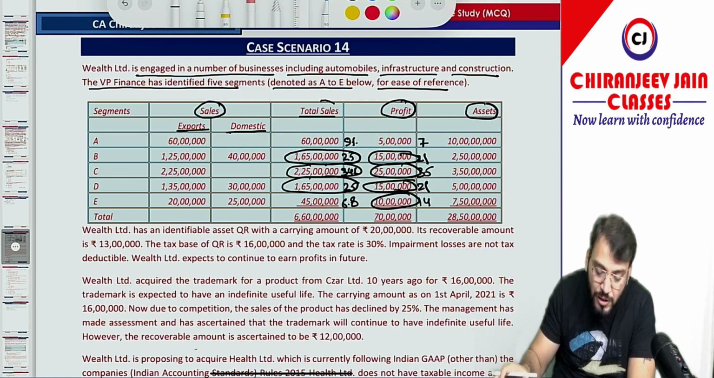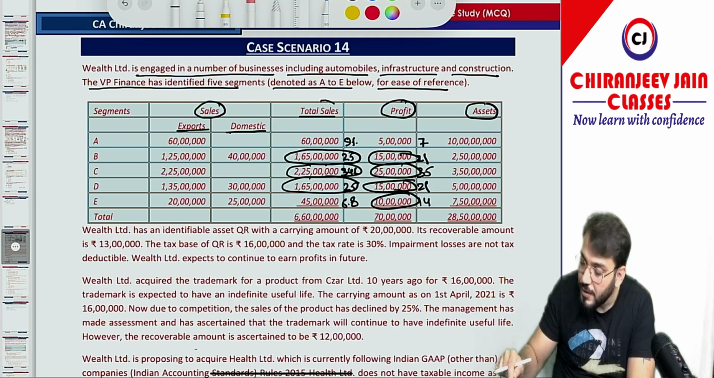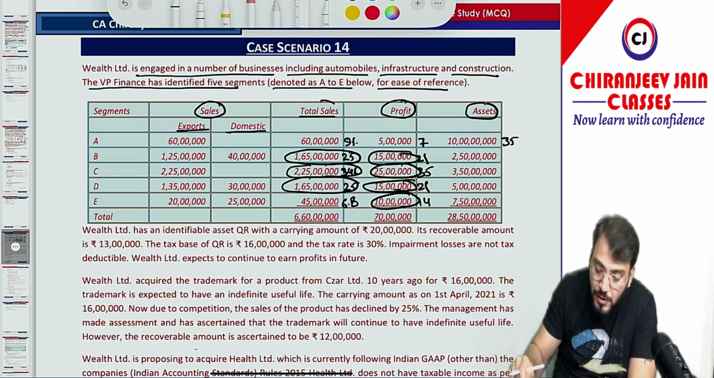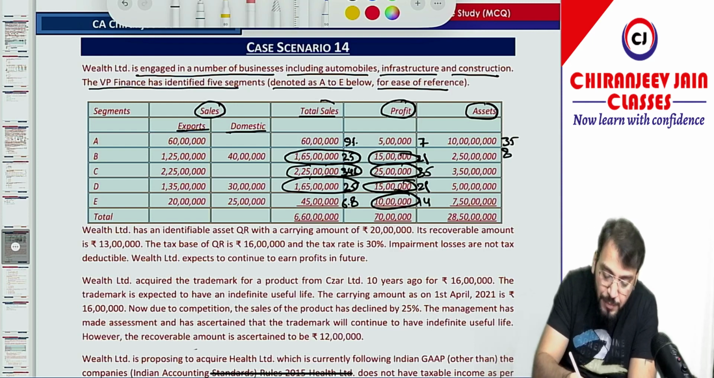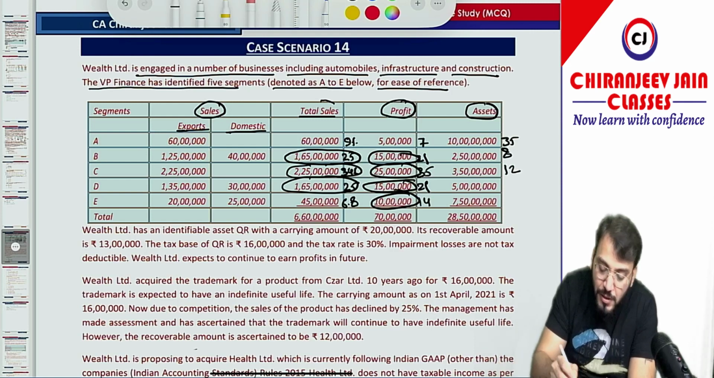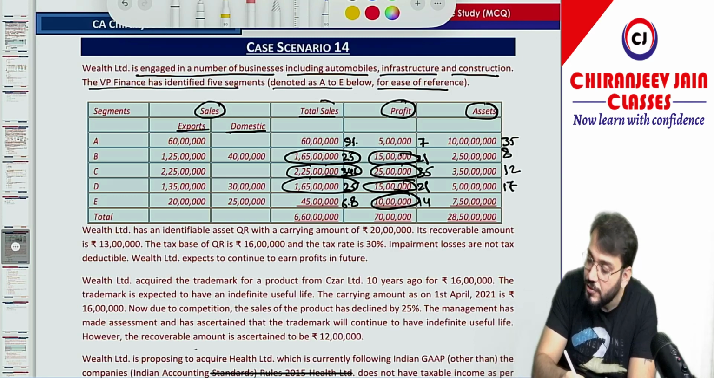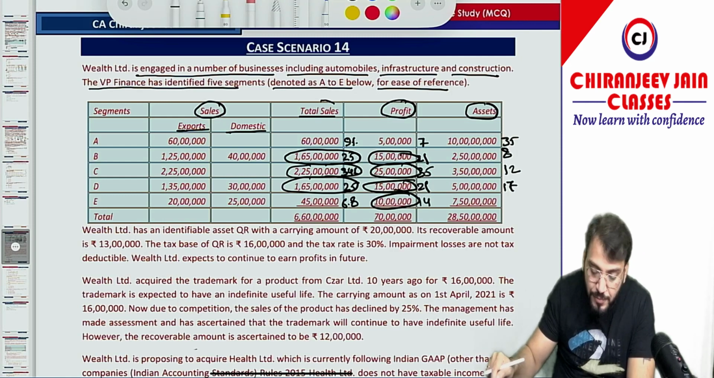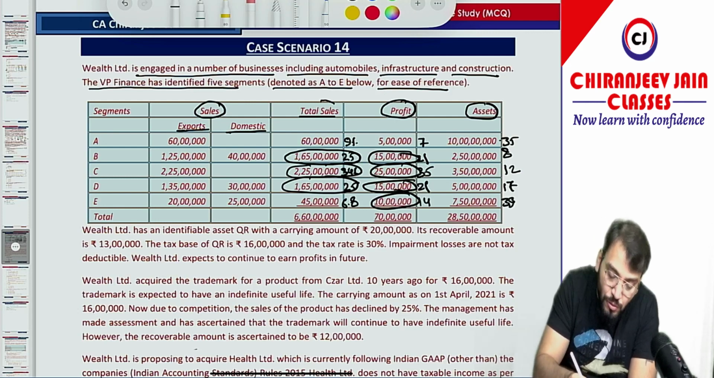Then coming to asset, it is given 10 crore, means the first one is 10 crore. So 10 divided by 28.5 is around 35%. Then 2.5 divided by 28.5 is around 8%. Then 3.5 divided by 28.5 is around 12%. Then 5 divided by 28.5 is around 17%. And then 7.5 divided by 28.5 is around 39.2%. So this is also reportable, this is reportable, this is reportable.